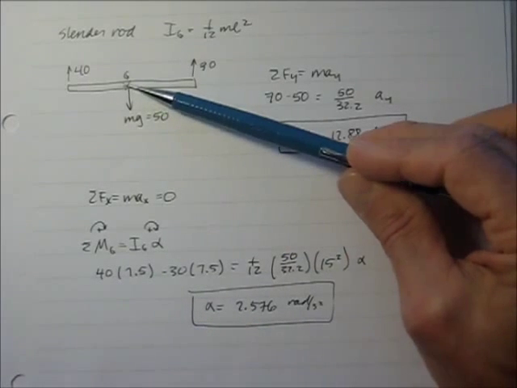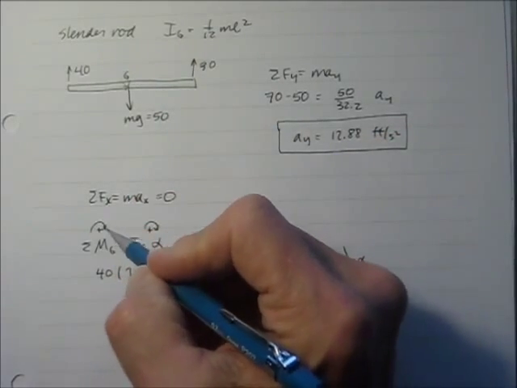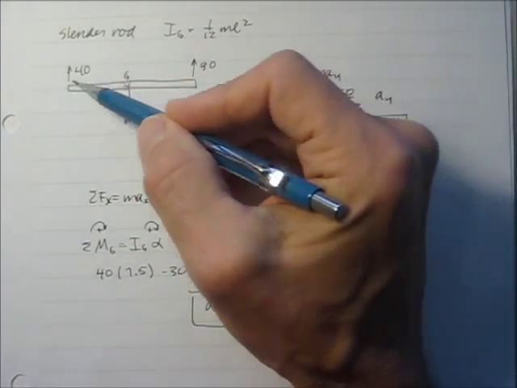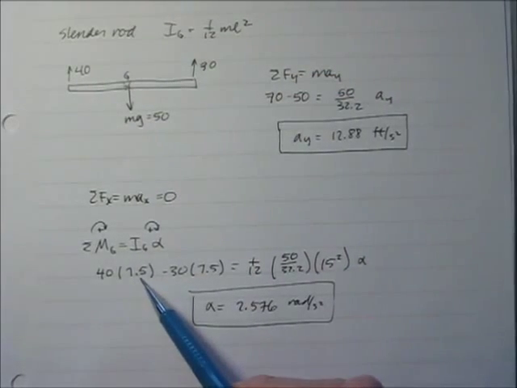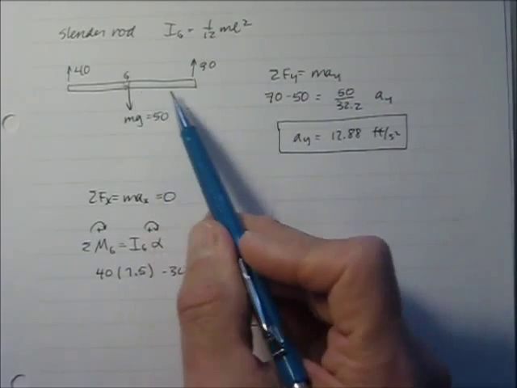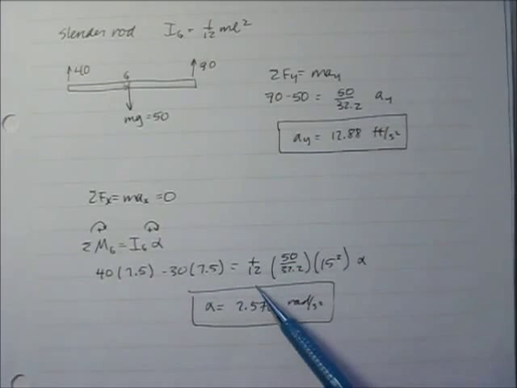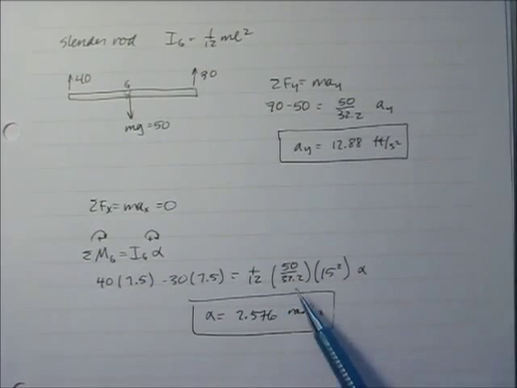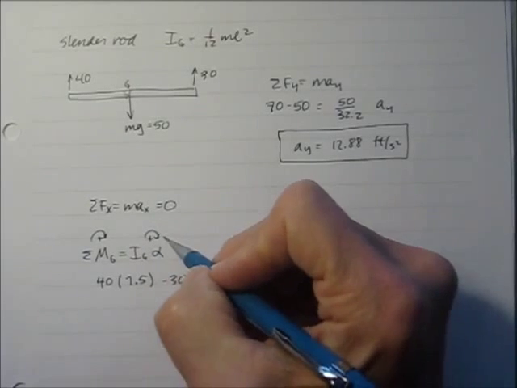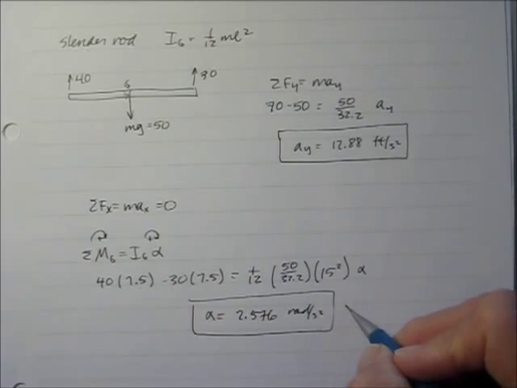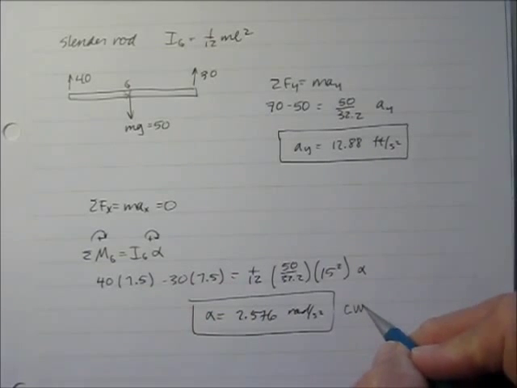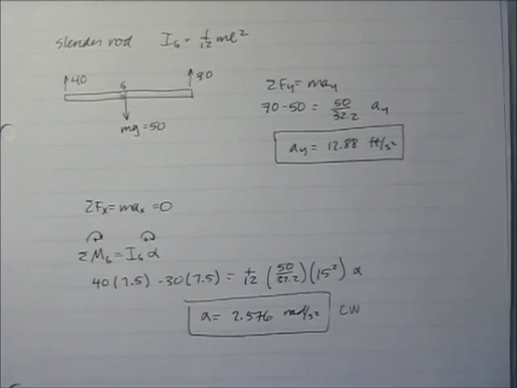So in my picture, if I call this my positive direction, I can say 40 times that distance, which would be 7.5, minus 30 times this distance of 7.5 equals my Ig of 1/12 m L squared, where L is 15 feet long. Find alpha: 2.576. And I defined going in the clockwise direction as positive, so I'll put here again positive clockwise.